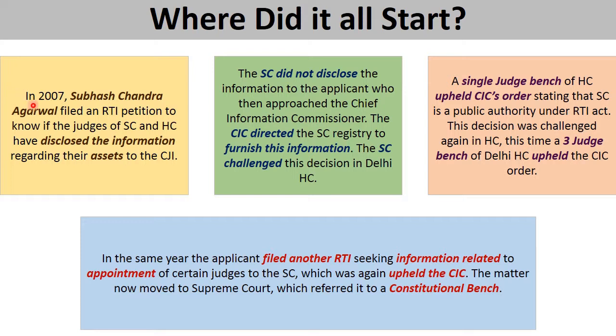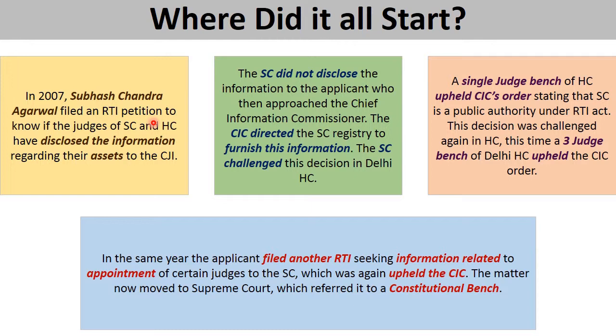So the start of the issue. In 2007, Subhash Chandra Agarwal filed an RTI petition to know if the judges of Supreme Court and High Court have released information regarding their assets to the Chief Justice of India. Now this petition was keeping in mind that in 1997 the Supreme Court had asked that all the judges of High Court and Supreme Court should disclose the information of their assets to the Chief Justice of India.